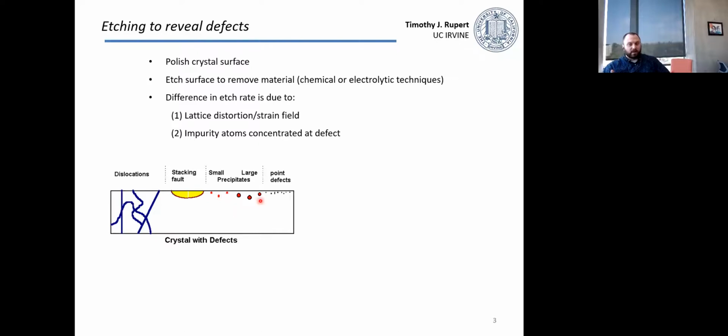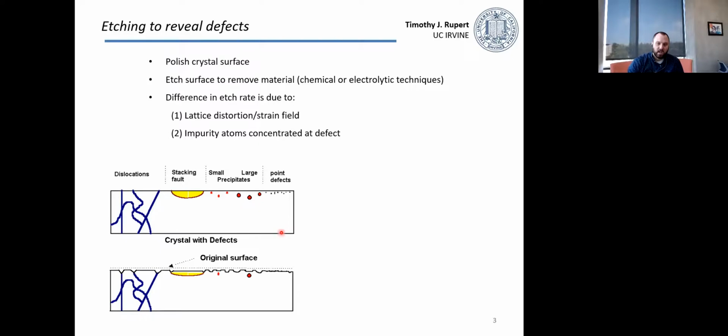even crystalline grain boundaries. The lattice distortion in the strain fields, and also the fact that sometimes you have impurity atoms concentrated at those defects, is going to mean that our local etching rate will change. So if we take our original surface, it's sort of shown here, there are all these hidden defects underneath the surface, and we etch it, what we'll find is that different parts are removed at different rates.